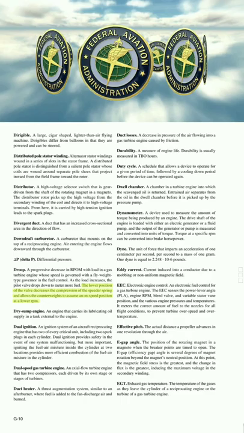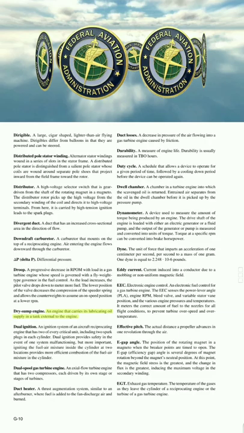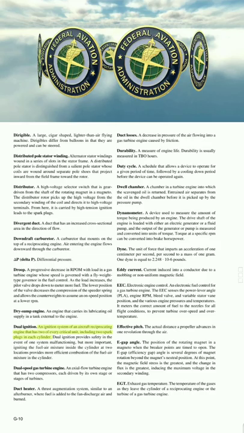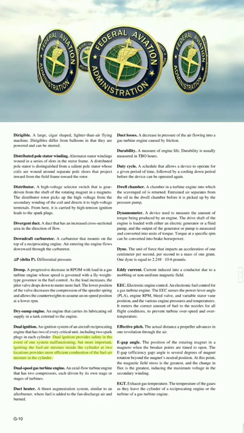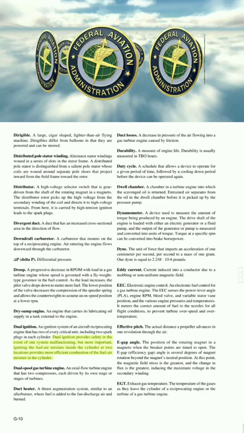Dry sump engine. An engine that carries its lubricating oil supply in a tank external to the engine. Dual ignition. An ignition system of an aircraft reciprocating engine that has two of every critical unit, including two spark plugs in each cylinder. Dual ignition provides safety in the event of one system malfunctioning, but more important, igniting the fuel-air mixture inside the cylinder at two locations provides more efficient combustion of the fuel-air mixture in the cylinder.